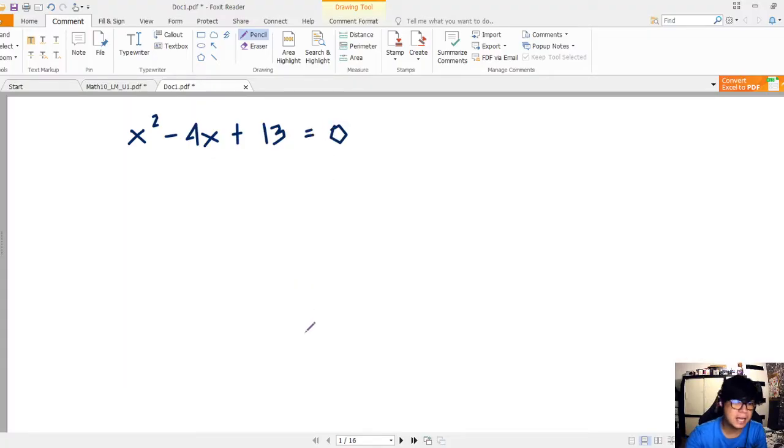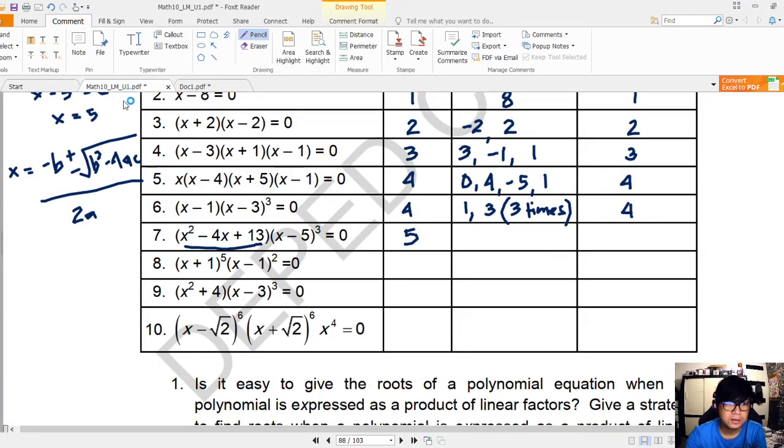So, hiwalay natin muna. Hiwalay muna natin siya dito. Kasi ito siya, automatic kasi ito, the root here is, ma-identify na kasi na factor naman siya. So, hiwalay muna natin ito and equate natin sa 0.